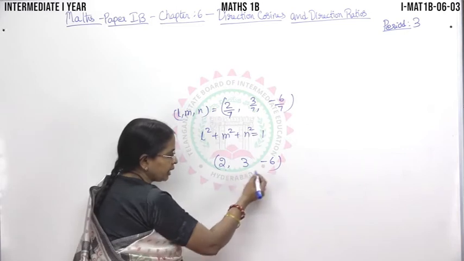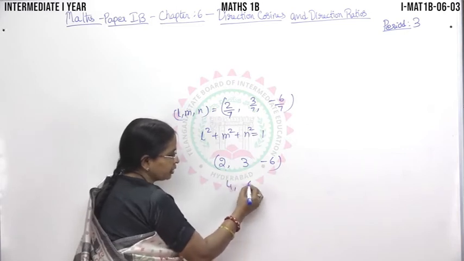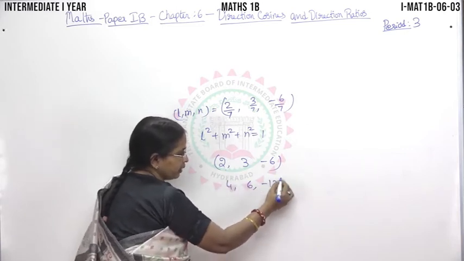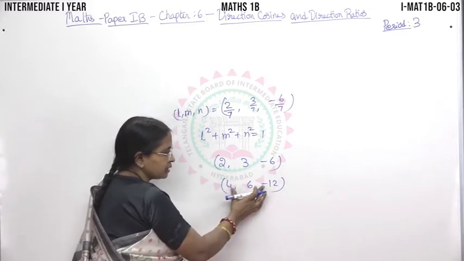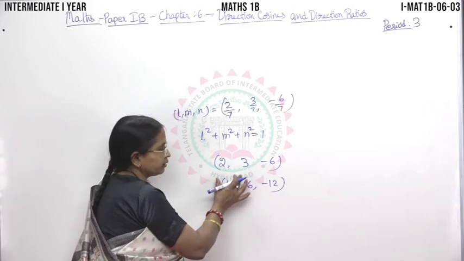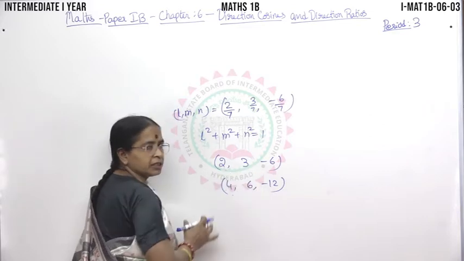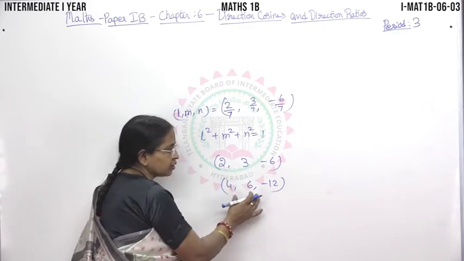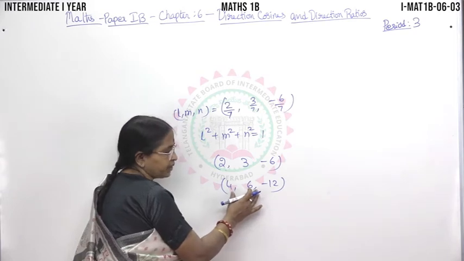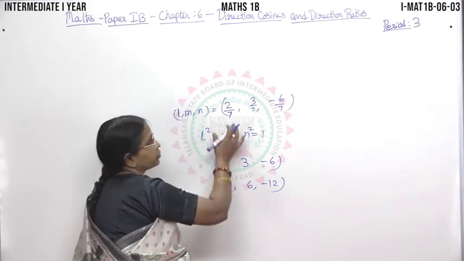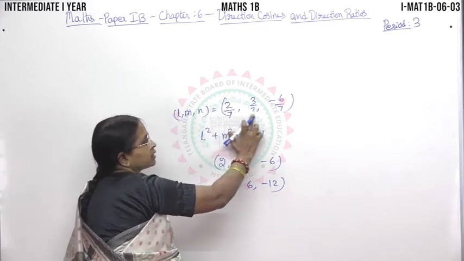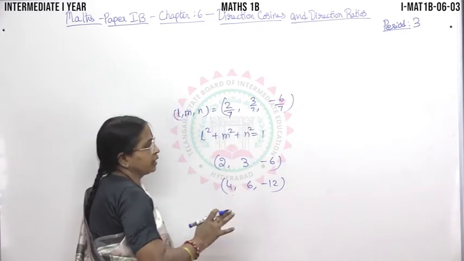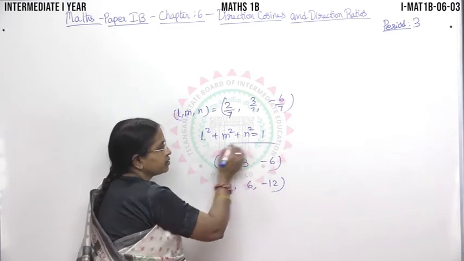Now, if I multiply this by 2, I'll get 4, 6, minus 12. You can see, these are proportional to this. When you multiply this by 2, you get this. So this is another set of direction ratios. These are just direction ratios of the same line. So suppose that for a line, these are the direction cosines, then they satisfy this property.